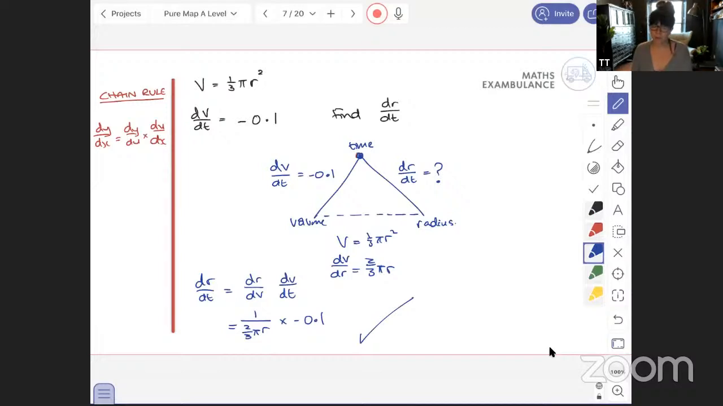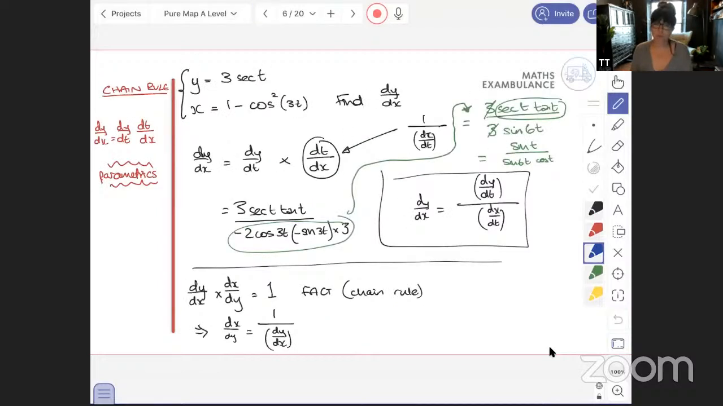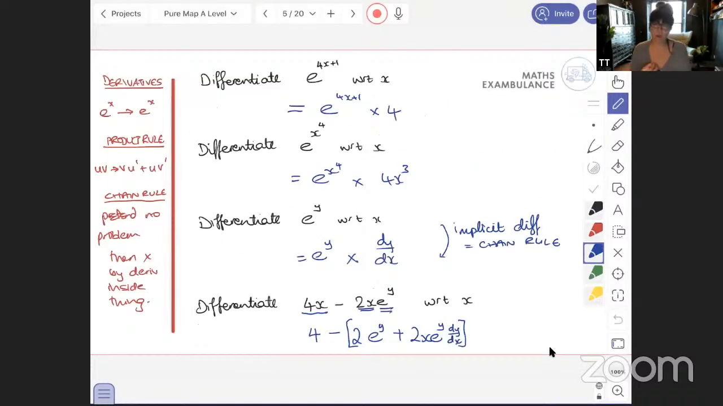Chain rule. So this topic is called connected rates of change, but it's actually the chain rule. This topic is called parametric differentiation. It's actually the chain rule. This topic is called implicit differentiation. It's actually the chain rule.